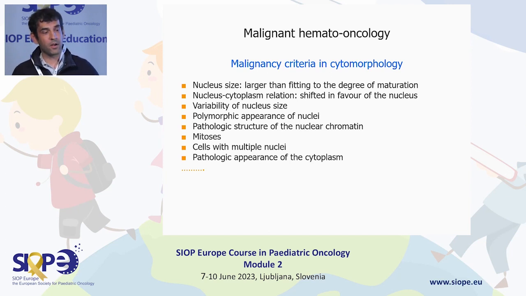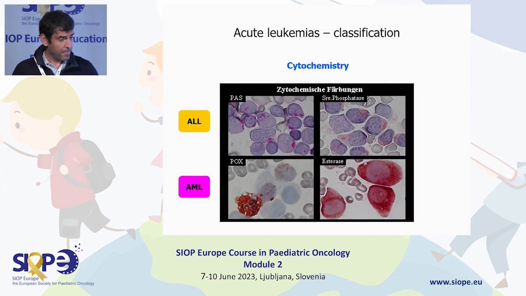When it comes now to malignant hemato-oncology, I would not go through all the details here, but you should be aware of malignancy criteria when you do cytomorphology. Many of these criteria are related to the nucleus: the nucleus size, especially the nucleus-cytoplasm relation. For malignancy, we often see variability in nucleus size, different outlooks of the nuclei, mitosis, and cells with multiple nuclei.